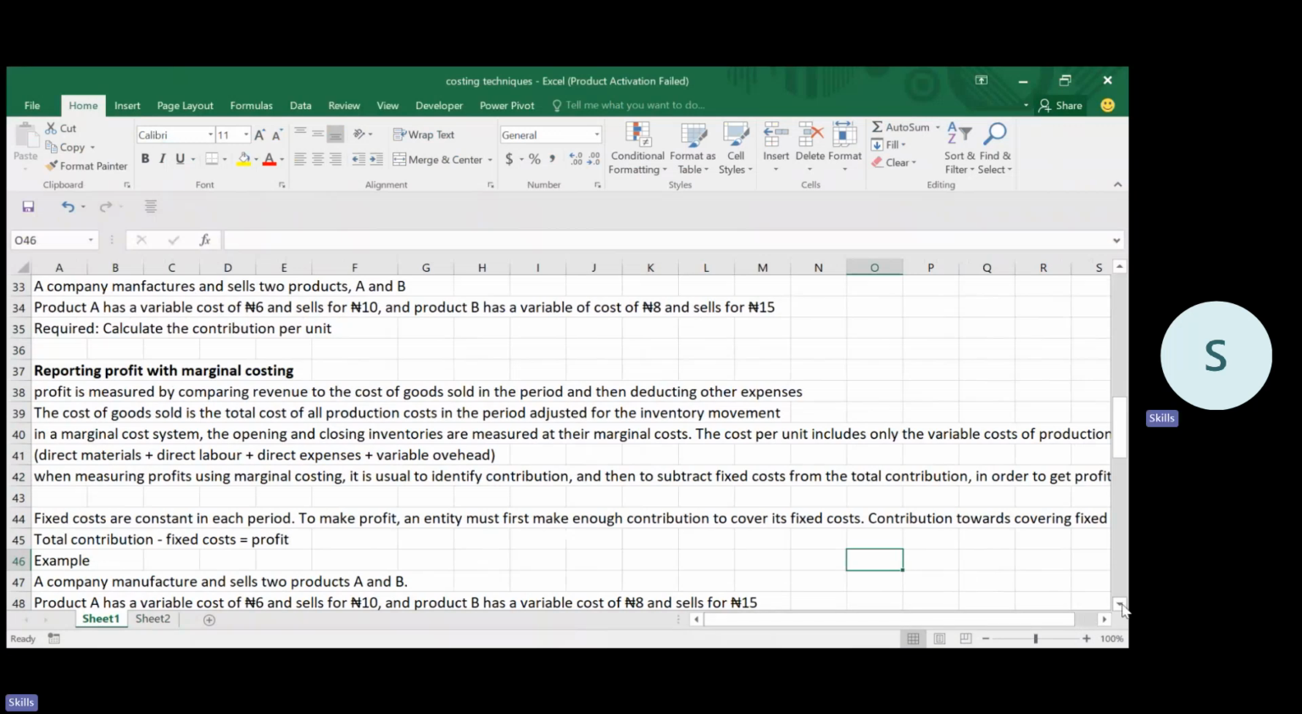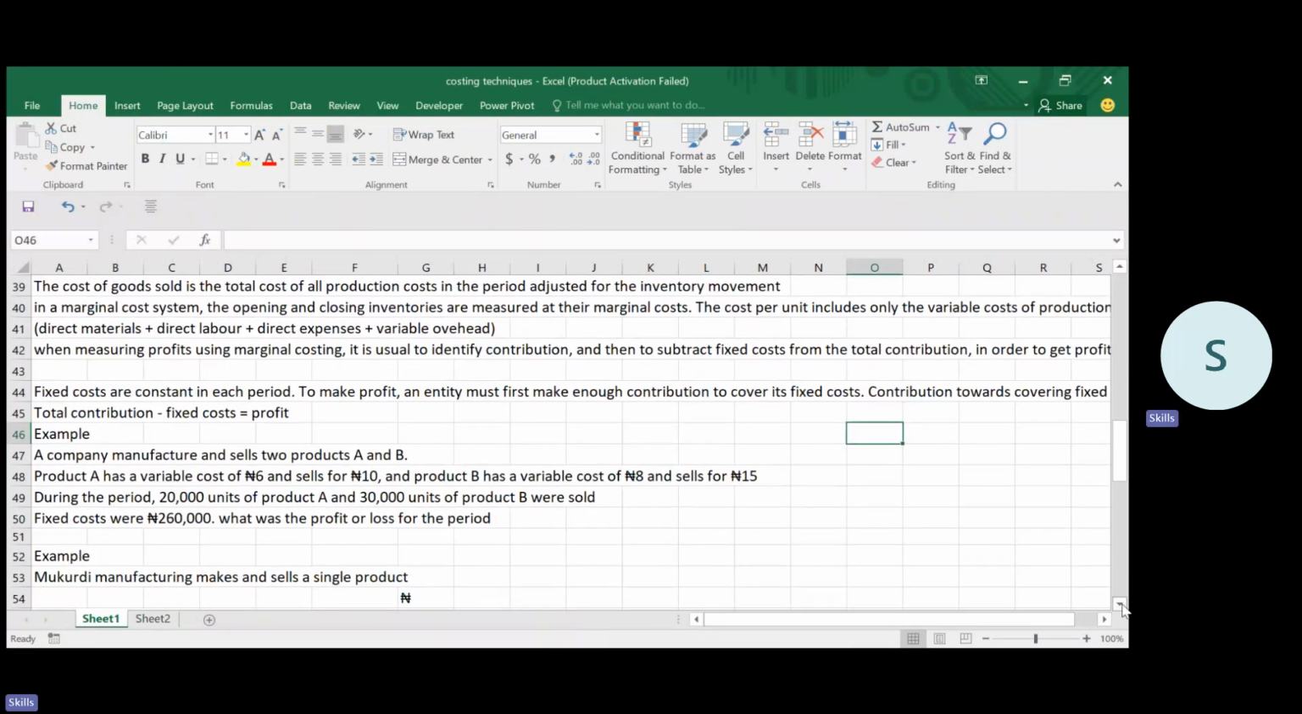Then to determine profit, you take total contribution less fixed cost. What you have will be profit. So the difference between contribution and fixed cost will give you profit, and the difference between sales and variable cost will give you contribution.